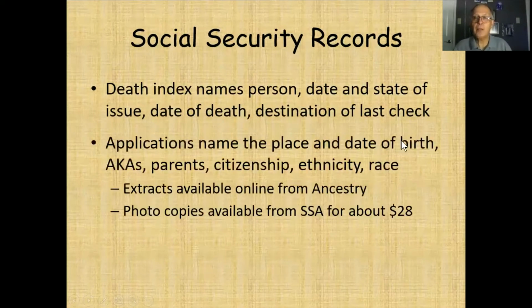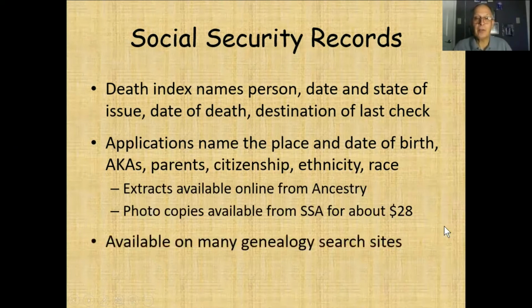Applications name the place and date of birth. Also named "name as," in other words, nicknames or other forms of the name. Parents, citizenship, ethnicity, and race. Extracts are available online from Ancestry. Those extracts, by the way, come right out of the Social Security Administration's database. So that data was probably entered correctly, which would negate the need for photocopies from the SSA for about $28.